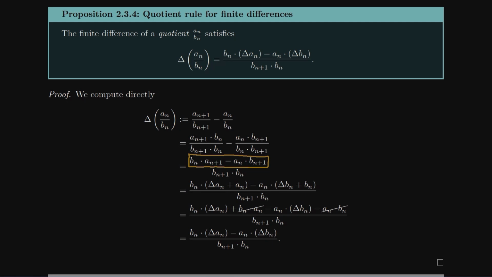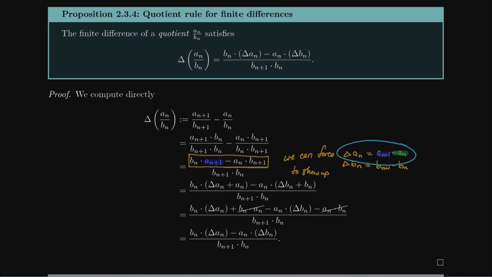And just like with the product rule, we can force the finite difference of a_n and the finite difference of b_n to show up. And what does the finite difference of a_n look like? Well, that's a_n plus 1 minus a_n, and the finite difference of b_n is b_n plus 1 minus b_n. So we can go ahead and force those to show up. How do we do that? We've got a_n plus 1 here, which is just like that term in the finite difference for a_n. But what are we missing? We're missing the minus a_n term.